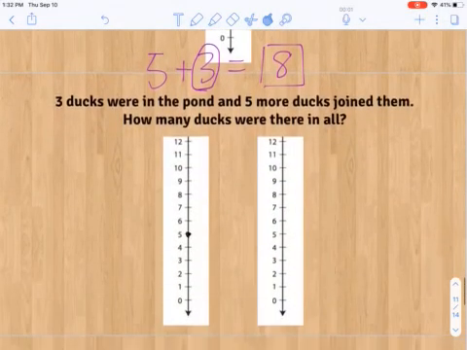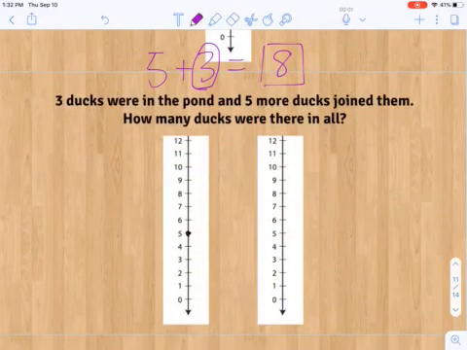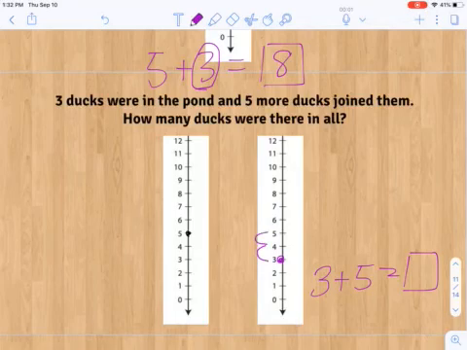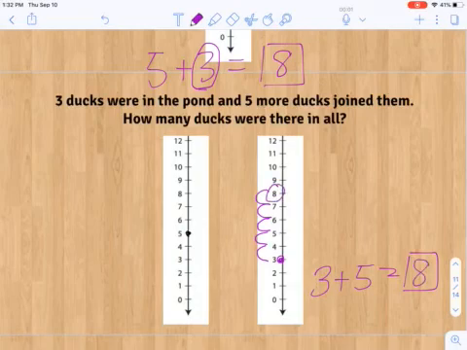Let's try another one. 3 ducks were in the pond and 5 more ducks joined them. How many ducks were there in all? Okay, you might be thinking that we could start at our 3 and do the same count on strategy. So we have 3 ducks plus 5 more that join them equal, well, let's find out. 1, 2, 3, 4, 5. 8 ducks were in all.